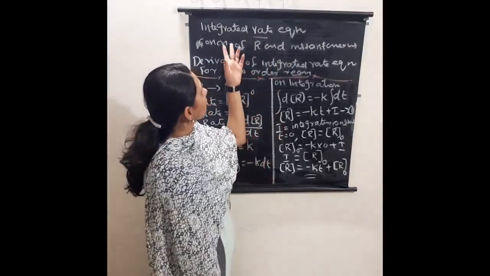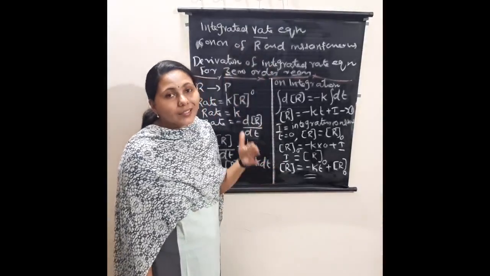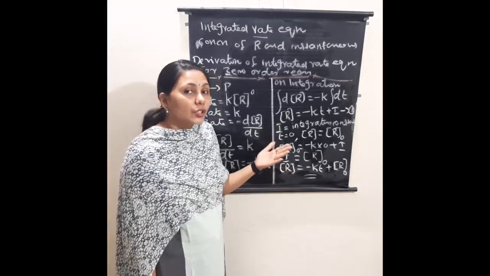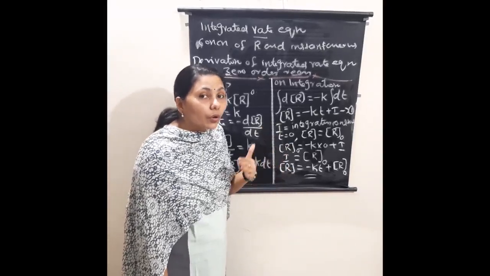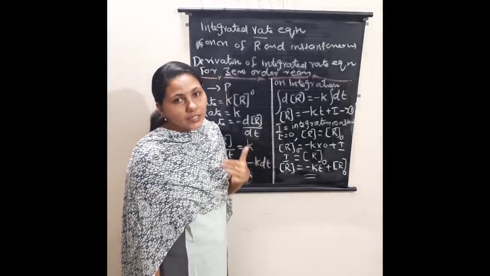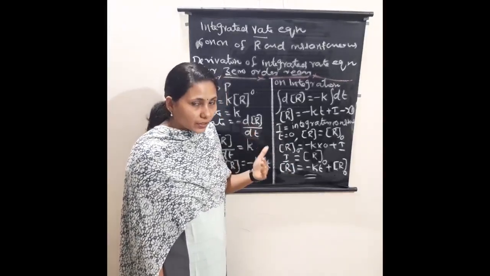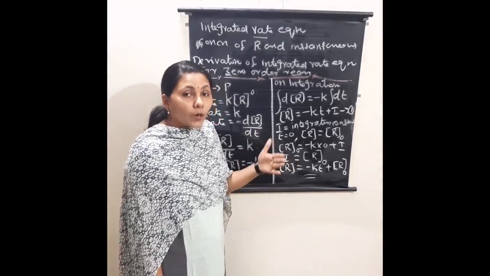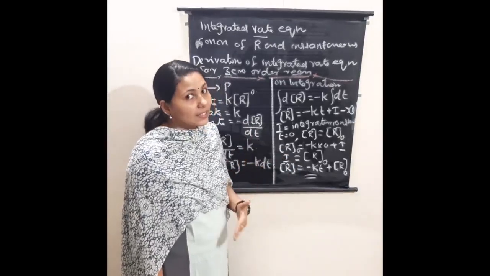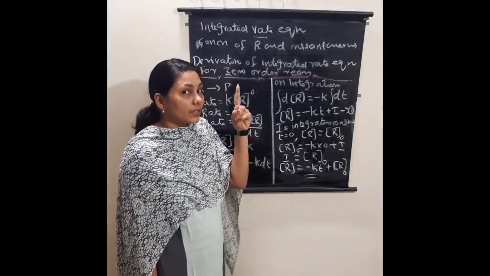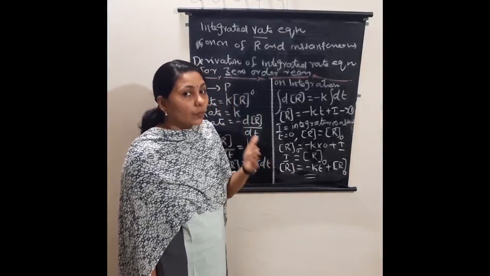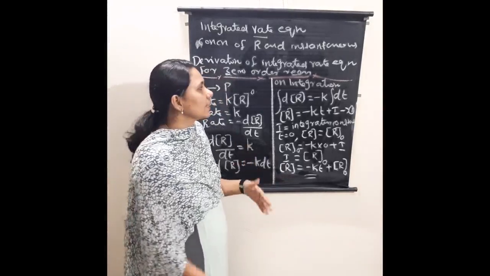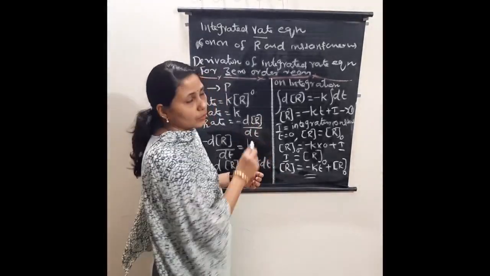So, the integrated rate equation. What is an integrated rate equation? It is a differential equation which gives the relationship between the concentration of the reactants and the instantaneous rate. Instantaneous rate, as in the first class, is the rate of the reaction at a particular instant. Definition is not required.